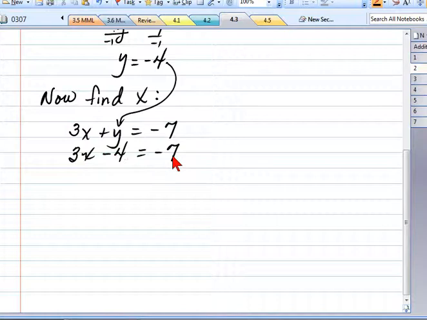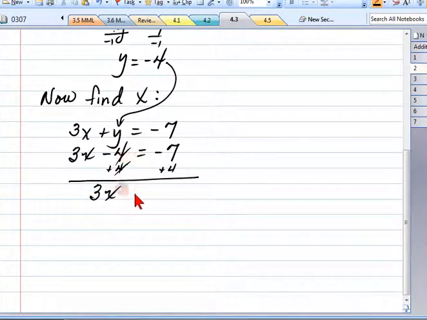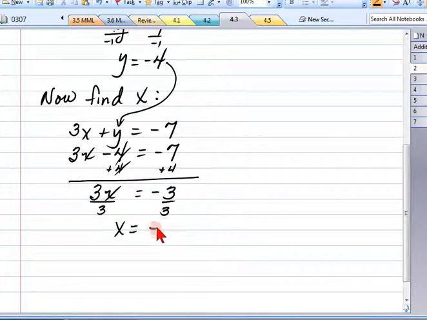And I have to solve this equation that would have come from chapter 2. I need to solve for x, which means I'm going to add 4 to both sides. 3x is equal to, what do I get with a negative 7 and a positive 4? Negative 3. Final step, divide by 3. X is negative 1.